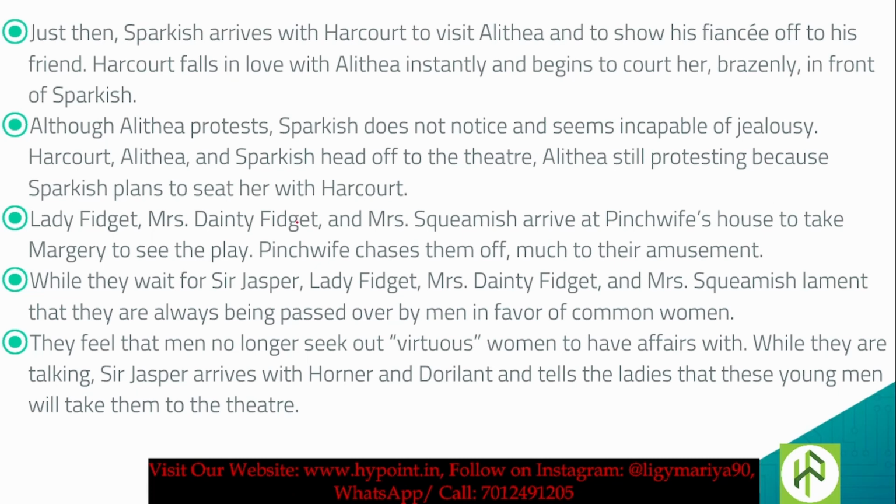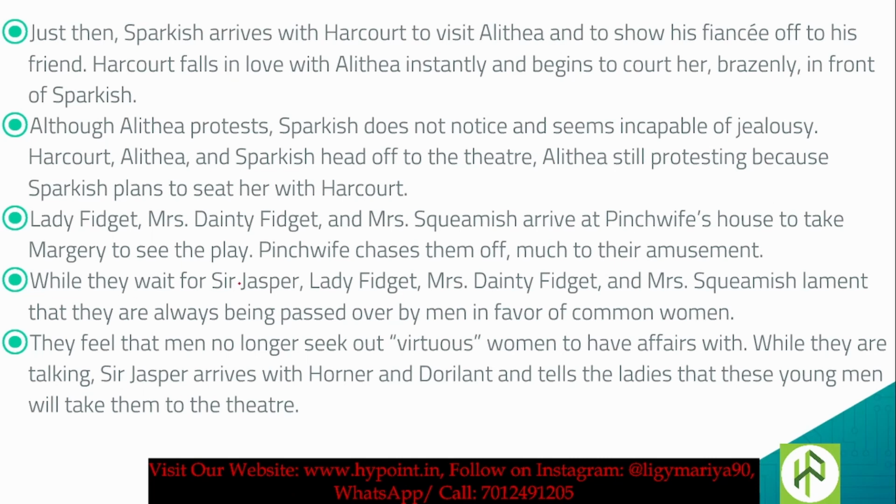Lady Fidget, Mrs. Dainty Fidget and Mrs. Squeamish arrive at Pinchwife's house to take Marjorie to see the play. Pinchwife chases them off, much to their amusement. So these three women came to Pinchwife's house in order to take Marjorie to the play. Marjorie was excited, but Pinchwife was there as a guard to protect his wife from all these types of men and women, and he chases them off, and they felt amusement in it.